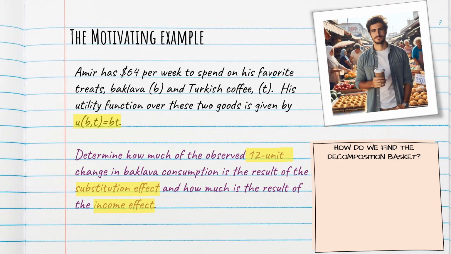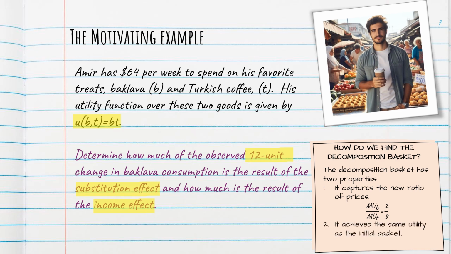So we need to at least briefly talk about how we find the decomposition basket. It's going to have two properties. First, it captures the new ratio of prices. That means we're going to have a tangency condition where the ratio of marginal utilities is equal to the new ratio of prices. In the question we're working here, the price of baklava falls to 2, so the new ratio of prices is 2/8. Not only does it have to do this, we need our decomposition basket to also achieve the same utility as the initial basket.